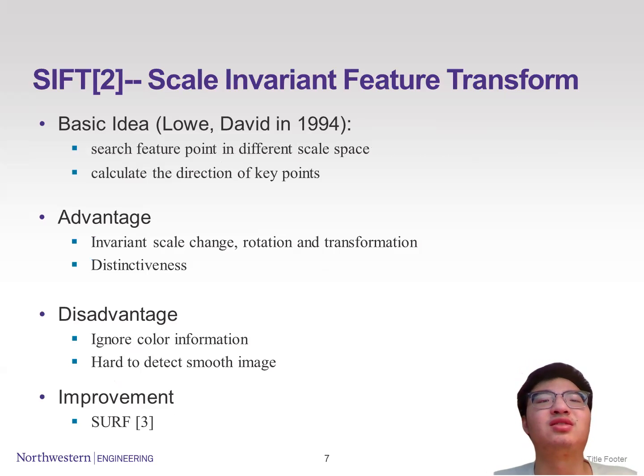SIFT's basic idea is to search for feature points in different scale spaces and calculate the direction of key points. SIFT is invariant to rotation and scale change, but it ignores color information. SIFT is also hard pressed to get feature points in smooth images. SURF is an improvement based on SIFT. It uses the Hessian matrix to detect key points.